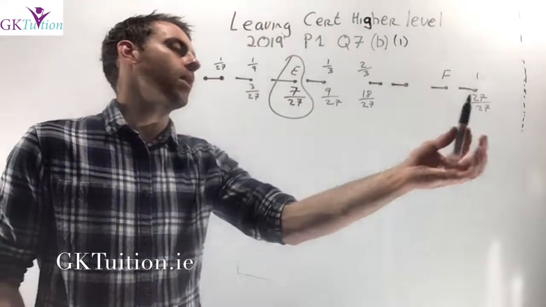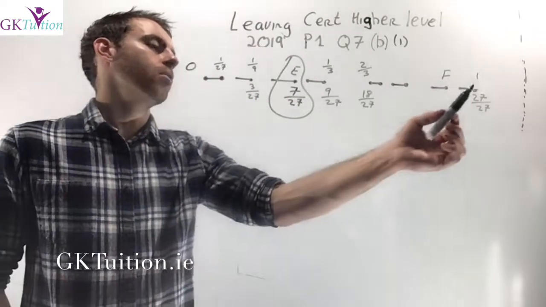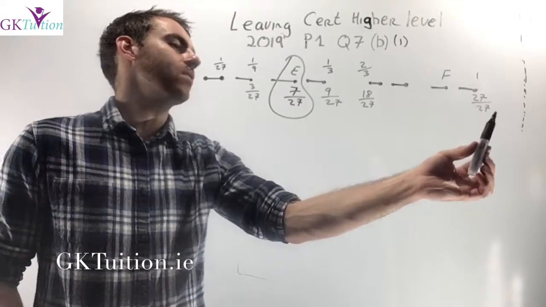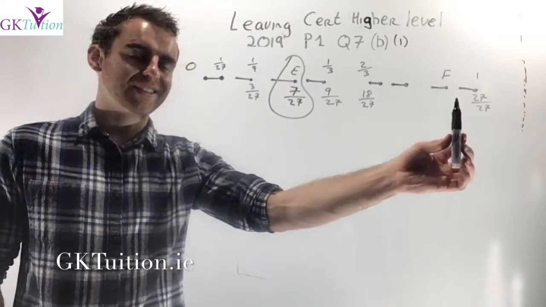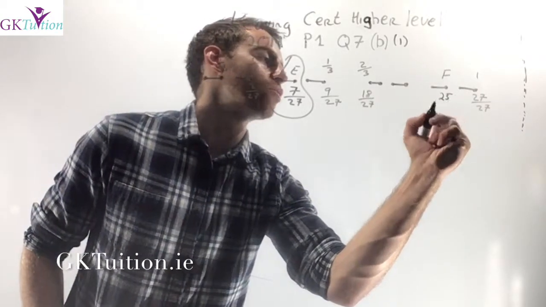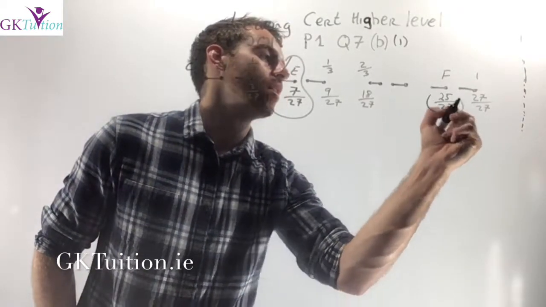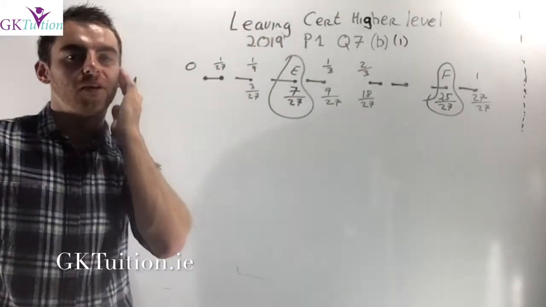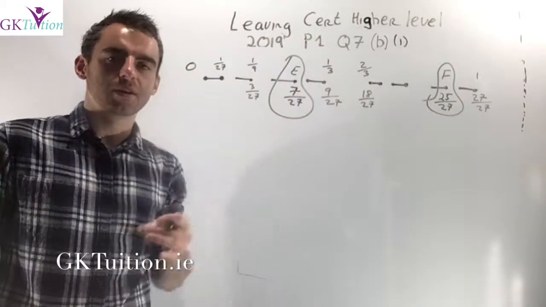I do the same thing, work backwards from 1. I know that 1 is 27 over 27, the previous one is 26 27ths, and then the one before that, which is F, will work out as 25 over 27. So now we know that F must be 25 over 27. That's how far it is along the line.